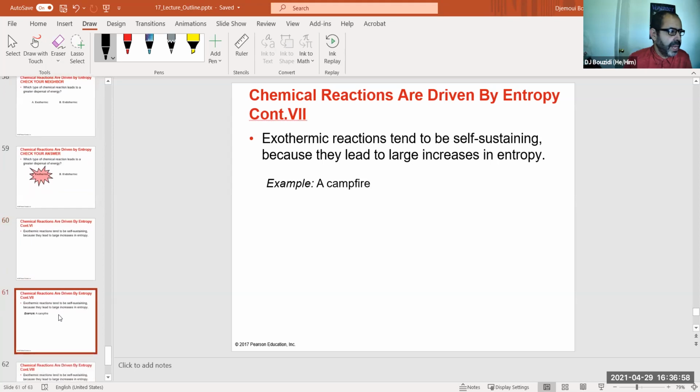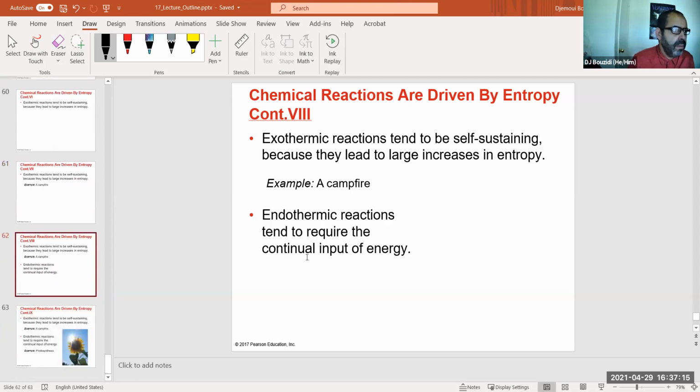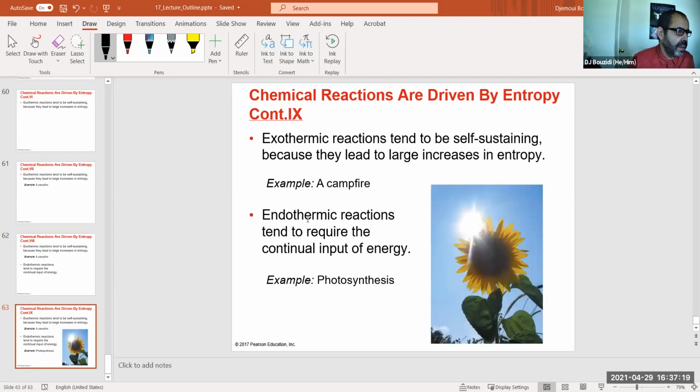However, endothermic chemical reactions really require something, because the entropy will prohibit such a chemical reaction from happening on its own. So in order for you to help it happen, you need either a catalyst or a temperature or energy of some sort to cause it to happen. So that is why endothermic chemical reactions require that.